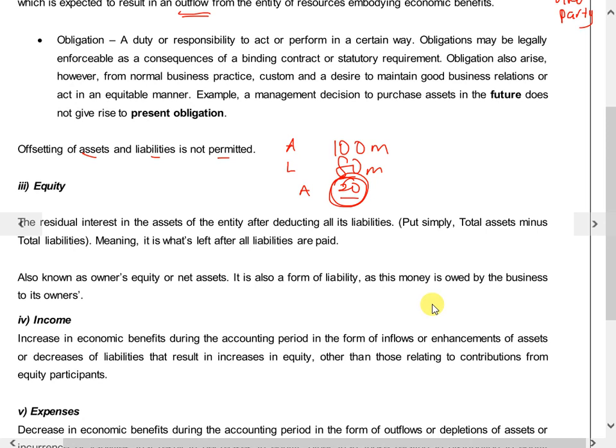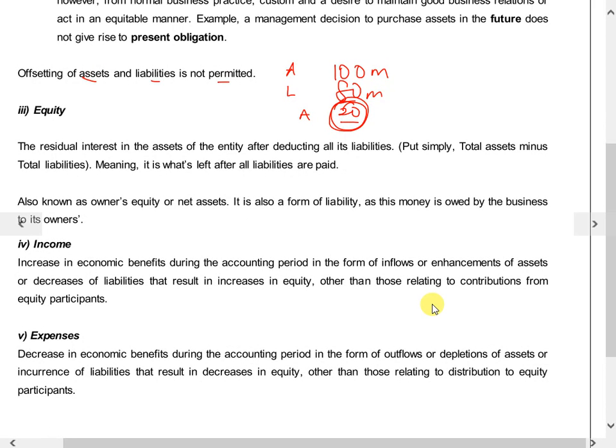Equity, straightforward. We know A minus L equals equity. Asset minus liability is equity, so the definition is also asset minus liability here. Residual interest means the balance. Residual means the balance. Balance of what? Asset, deduct liability, the balance of asset minus liability. Put simply, total asset minus total liability.